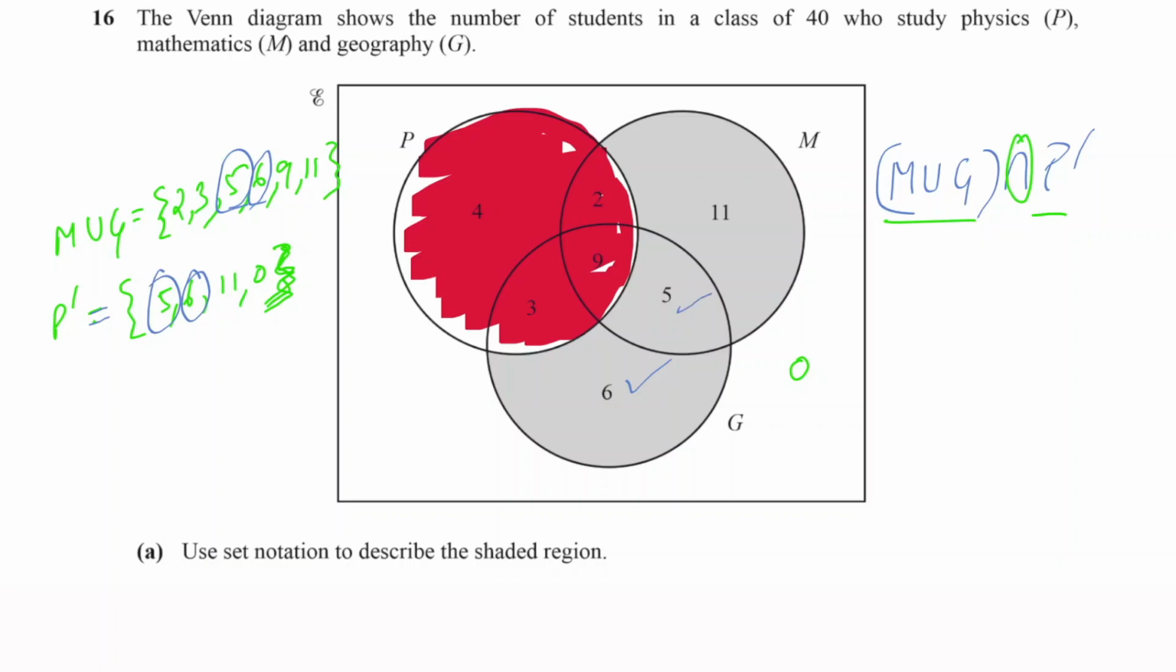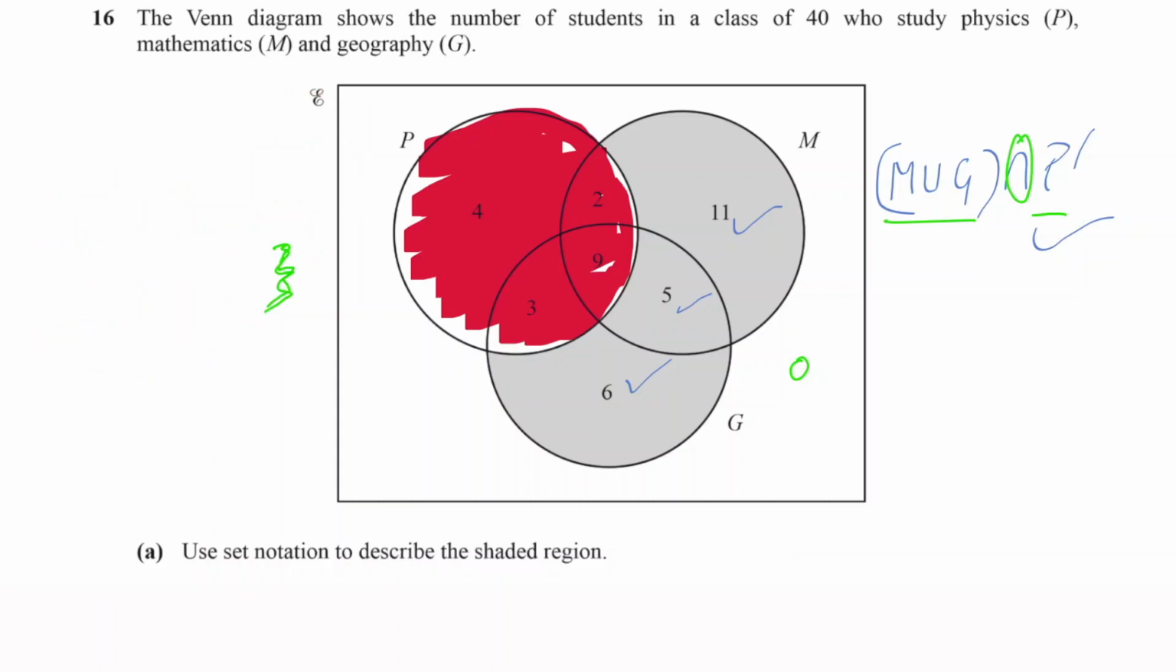Yes, 5 is common. Shaded. Yes, correct. Then 11 is common. 11 is common. Yes, shaded. Correct. So rest all things are not common, right? So it means that our answer is correct.